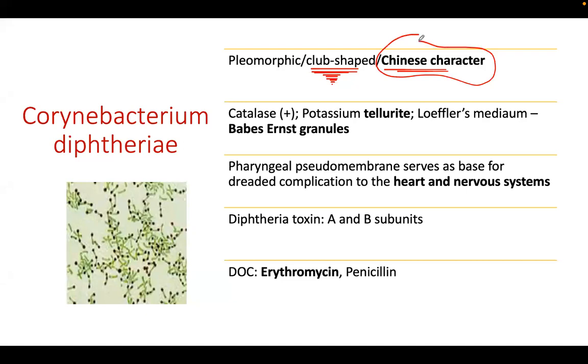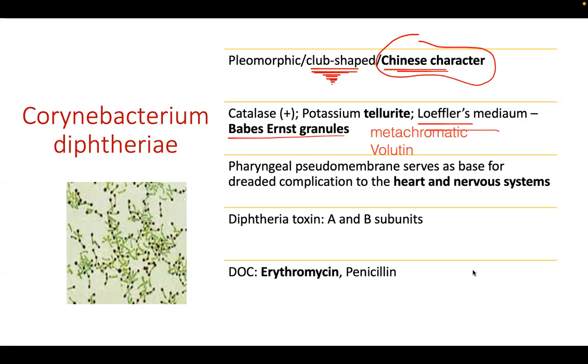Okay. Now, it is catalase positive. It uses this famous medium, which is the Loeffler's medium. Now, please don't forget the Babes-Ernst granules. Does anyone here know what are the other names of the Babes-Ernst granules? They are also called metachromatic granules. They are also called the volutin granules. So please make sure you know this. Metachromatic and the volutin.